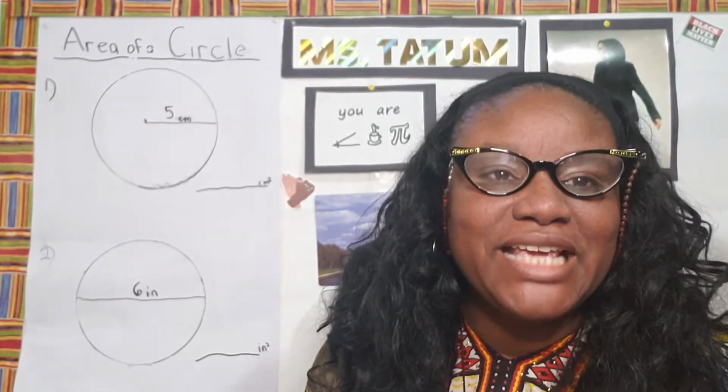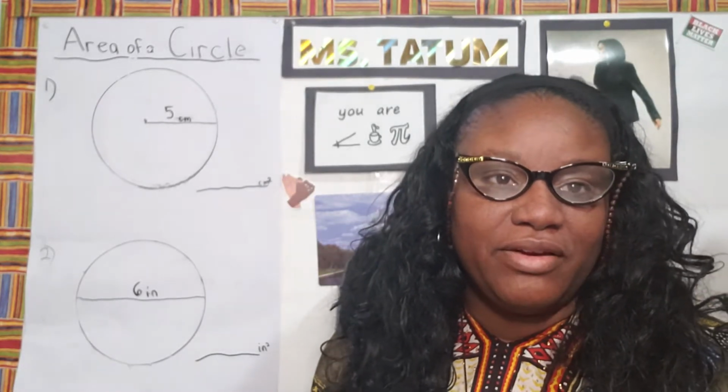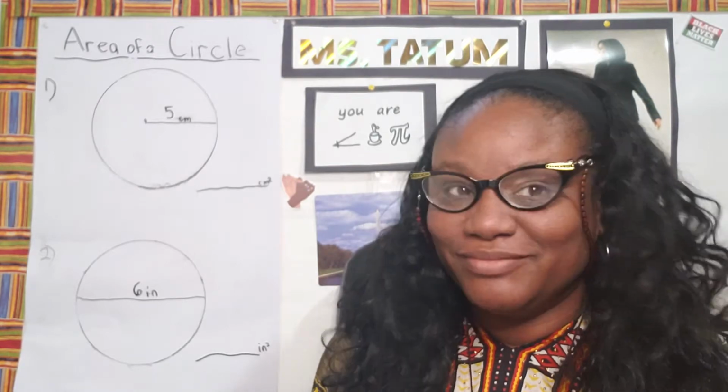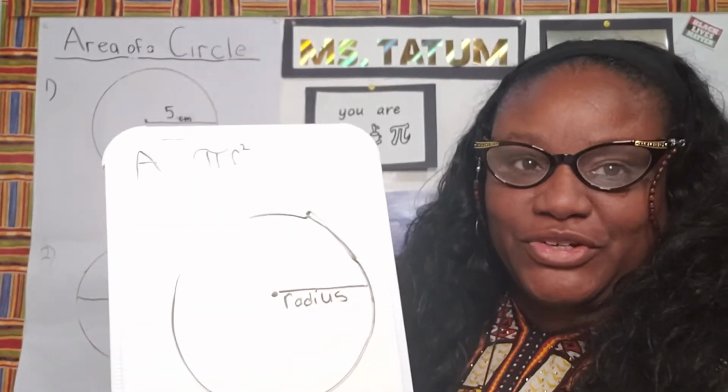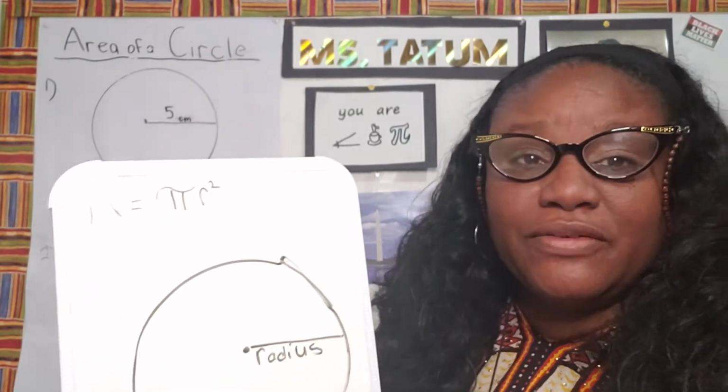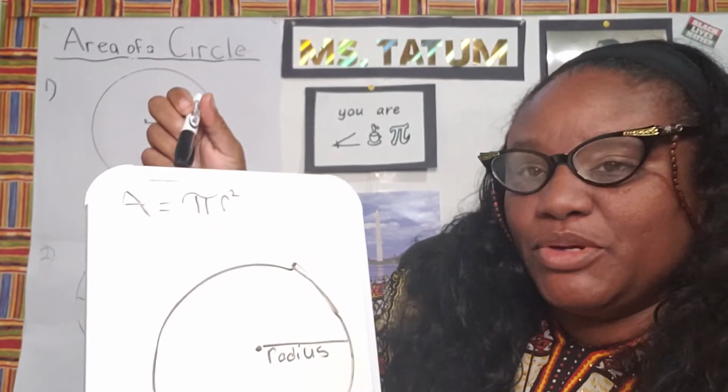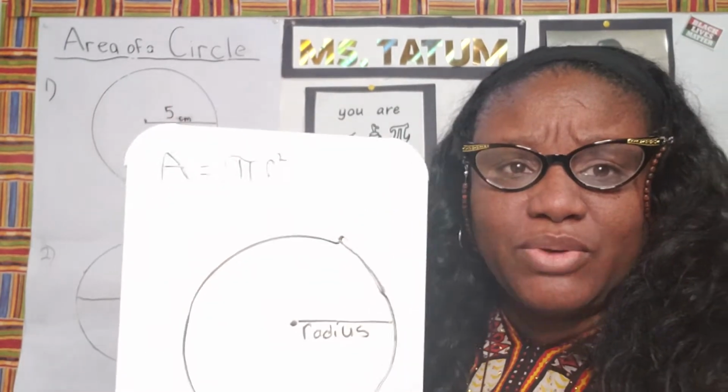Hi friends, today we're going to work on finding the area of a circle. So let's just jump into it. Here I drew a picture and I wrote down the formula. To find the area of the circle, you need to multiply pi times radius squared.